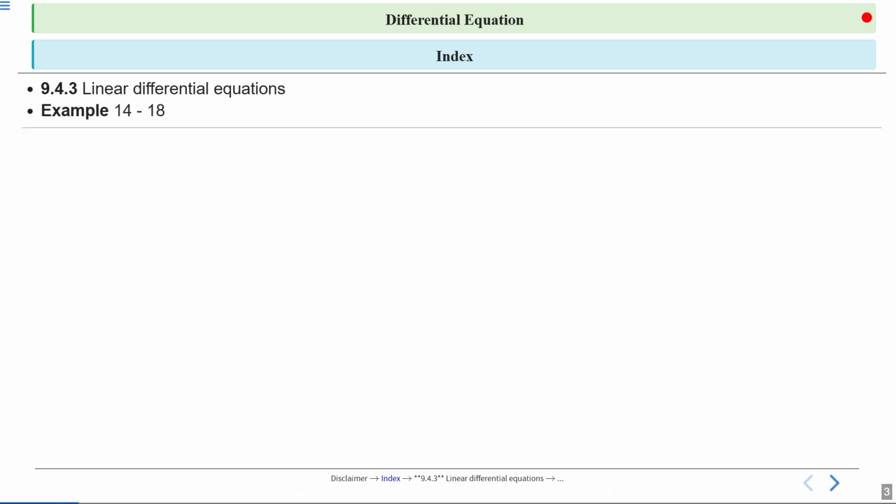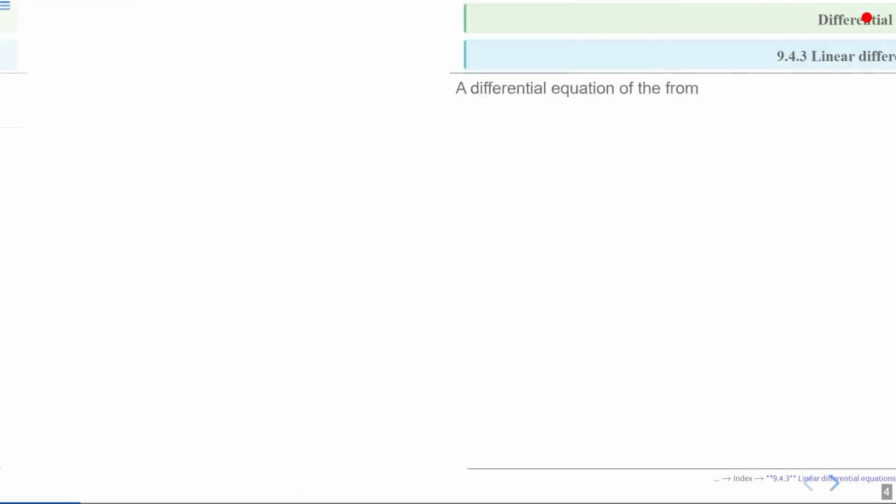By the end of this lecture, we will understand how a linear differential equation looks, what its standard form is, and what the method to solve a linear differential equation is. We will also solve some examples so that we can clearly understand how to apply this method to solve a linear differential equation.